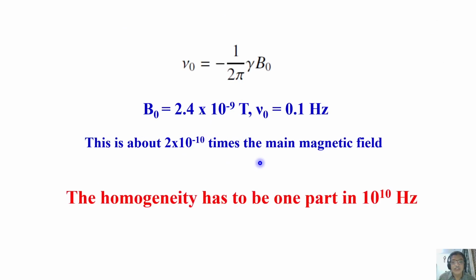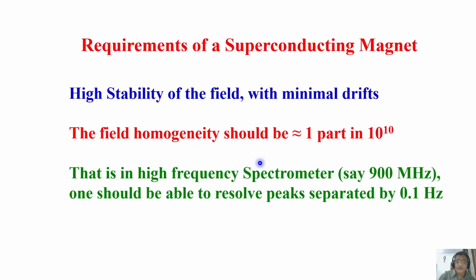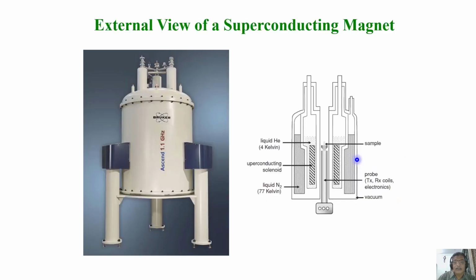In a 1000 megahertz spectrometer, you must also be able to separate 0.1 hertz. Imagine the homogeneity. That is the amount of resolution we require. So there is a heavy demand on the homogeneity of the magnetic field. Okay. So for a superconducting magnet, the first requirement is high stability, minimal drifts, and of course, this I already discussed. And this is how the external view of a superconducting magnet looks.